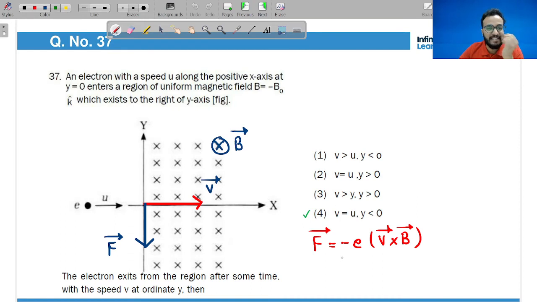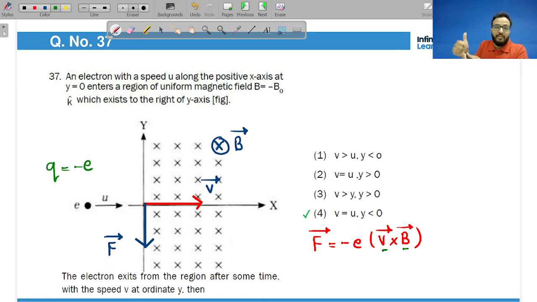Question number 37. Here this charge, electron is what? What is the charge on electron? It is minus E. Now what is the force acting on the charge if it is moving with velocity V in a magnetic field B? It will be minus E into V cross B, vector V cross vector B. You do this. V cross B. V, magnetic field is inside. V cross B.